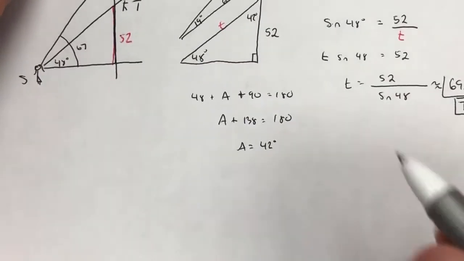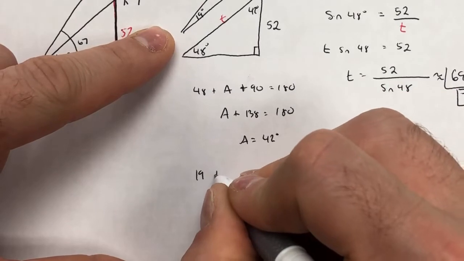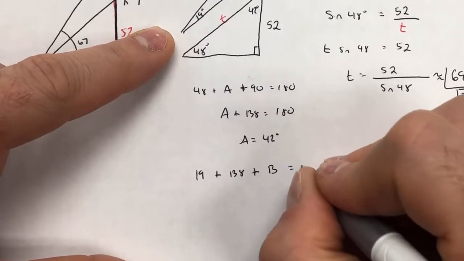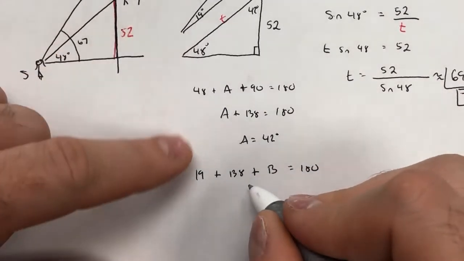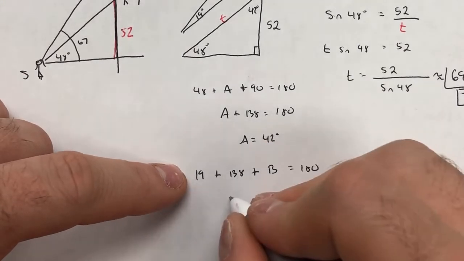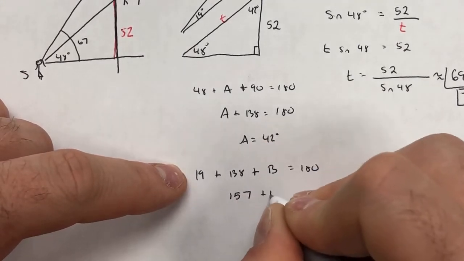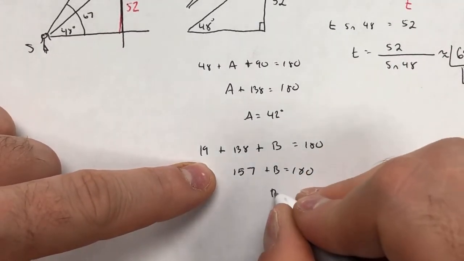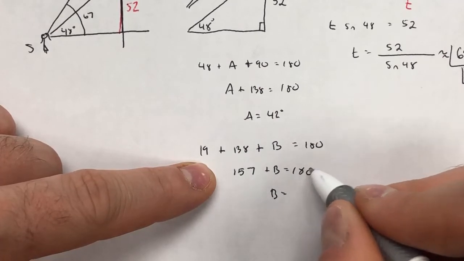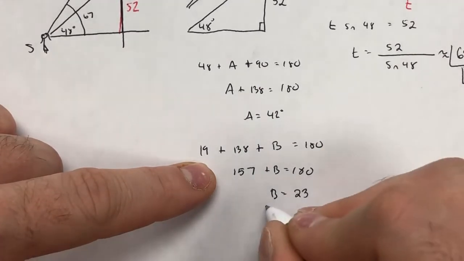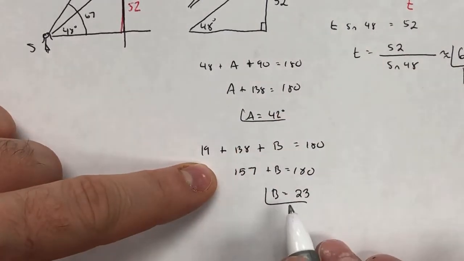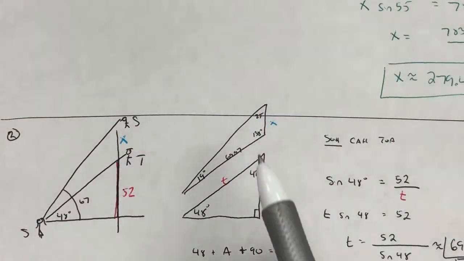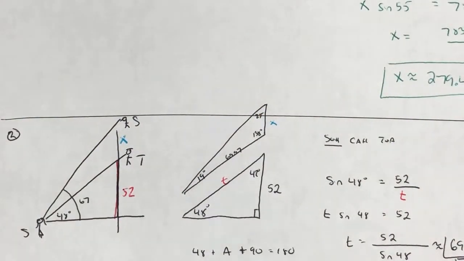So I'm going to double up. I'm going to say 19 plus 138 plus, let's call this B just for something different, is 180. 19 plus 138 is going to give me 157. Subtract 157, and I'll get B is equal to 23. So I have 23 degrees right here. Okay. Now on this triangle, that's all I need. I can use the law of sines officially.